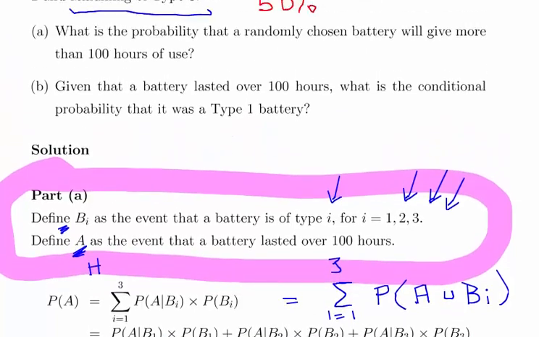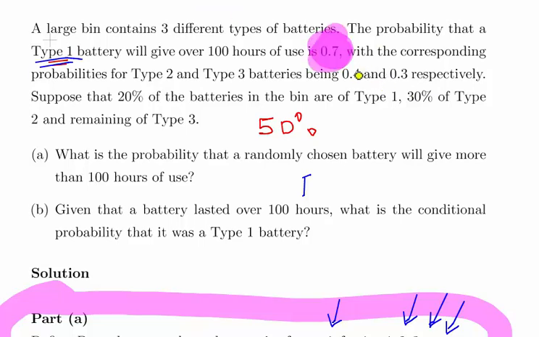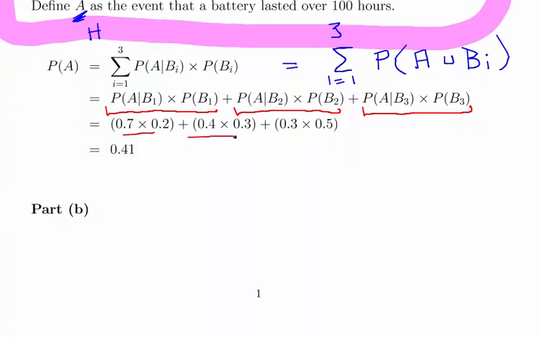Now, we are pretty much given all of the information here. Up here we have the conditional probabilities, 0.7, 0.4, 0.3, and the breakdown, the composition of the batteries, is 20%, 30%, and 50% of type 1, type 2, type 3 respectively. So 0.7 times 0.2, plus 0.4 times 0.3, plus 0.3 times 0.5. So there we have it. When we add that up, that should be 0.41.